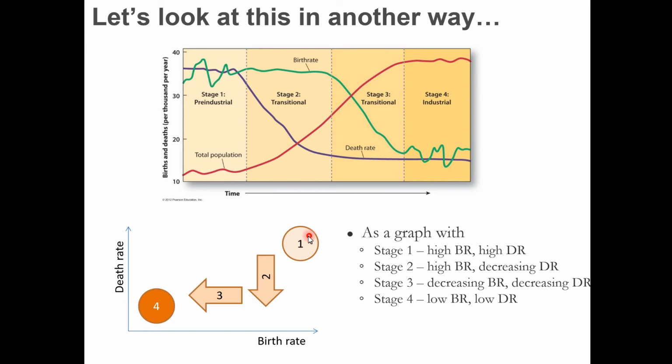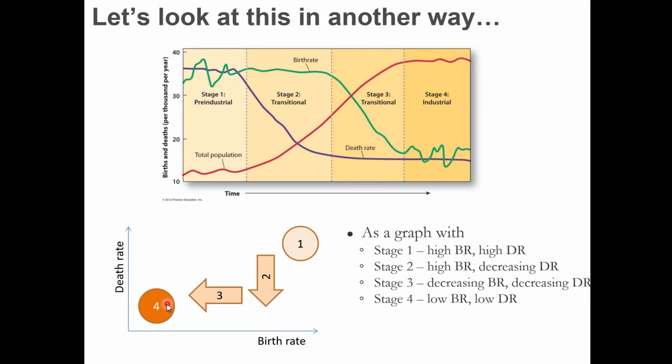And as we go through stage 2 with declining death rates, we would see countries moving first down and then a little bit more to the left because of the combined decrease of death rate and birth rate, until we reach the lowest level of death rates and birth rates of the industrialized nations.